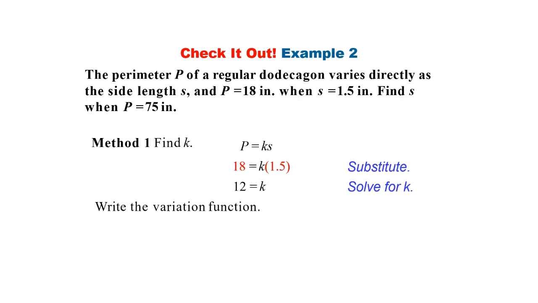Write the variation function. Use 12 for k, so the equation becomes P equals 12S. So the equation of the variation is P equals 12S. Substitute 75 for P, 75 equals 12S. And then solve for S by dividing both sides by 12, and the value of S equals 6.25.